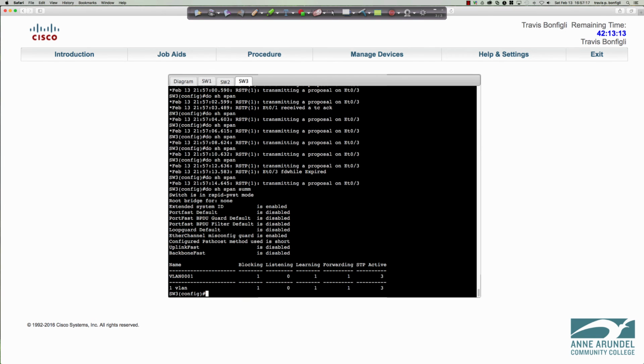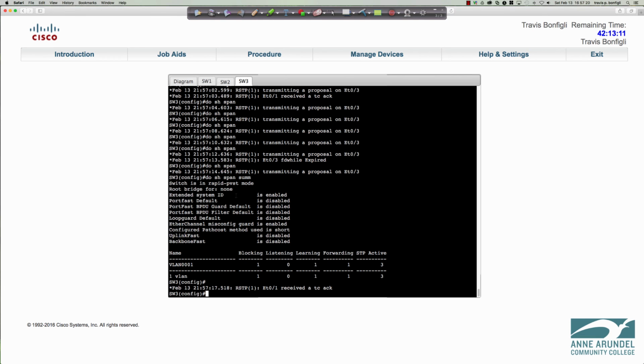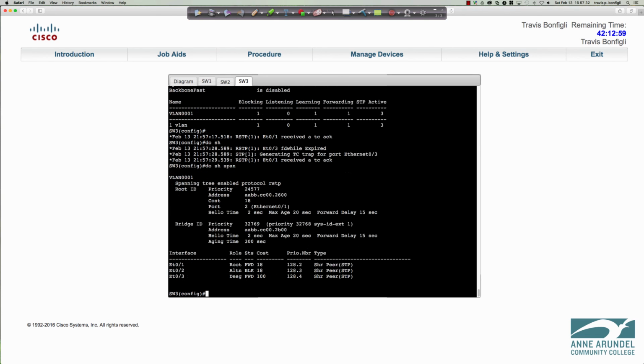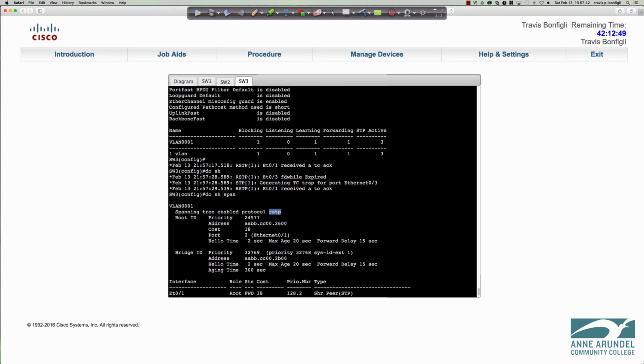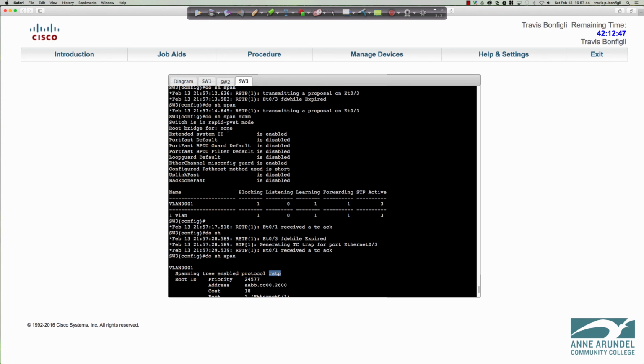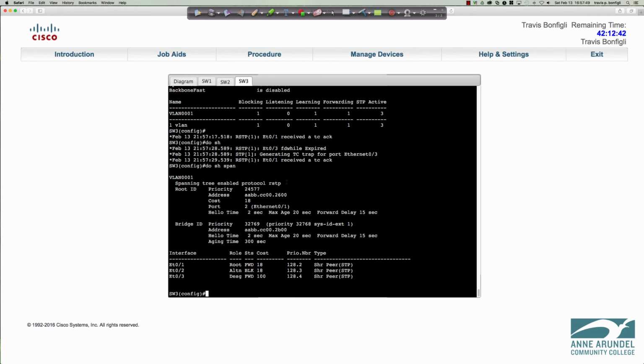Do show spanning tree summary. The proposals will be key. Now look at the mode it states that we're in. Switch is in rapid PVST mode because we changed from the IEEE 802.1d. We are now running the rapid spanning tree protocol, but remember, it's Cisco's secret sauce that they like to call RPVST, right? And that would be the ISL, or RPVST+ with 802.1q.